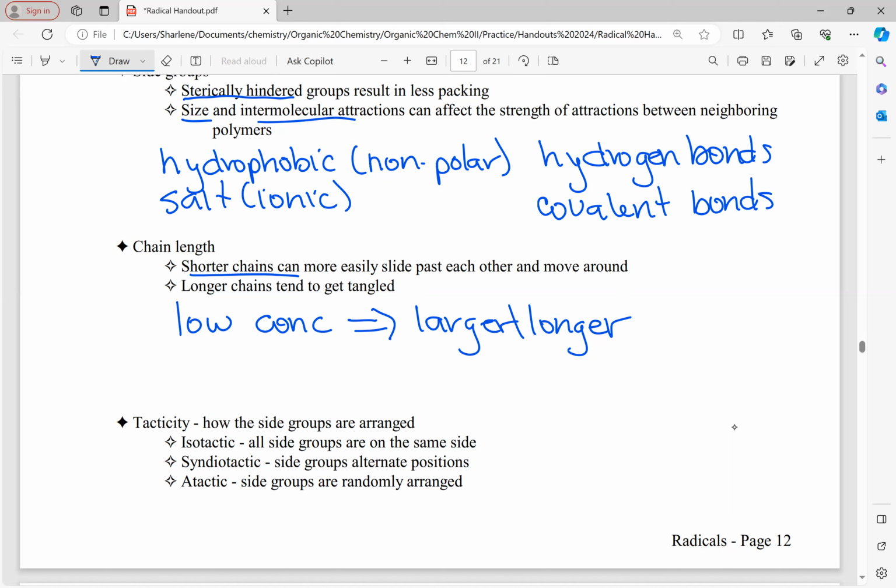Whereas if it's a high concentration and you start a radical, well, those radicals can just start going all over the place. Now they're reactive anyway, but it's just kind of an odd thing.